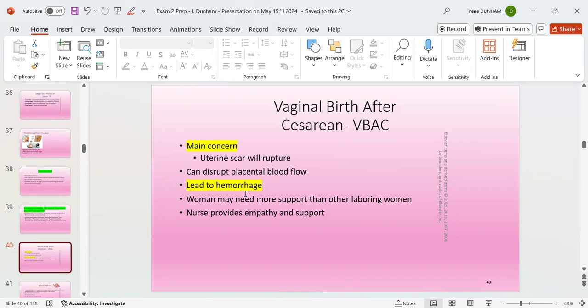Now, these type of patients, VBACs, can never have an induction of labor. So that's always a good test question. These type of patients can never have an induction because you can never give them Pitocin before delivery. Because what you have to worry about is that uterine scar, and you don't want it to rupture. All right. So you don't want that uterus to open up and just dehisce.